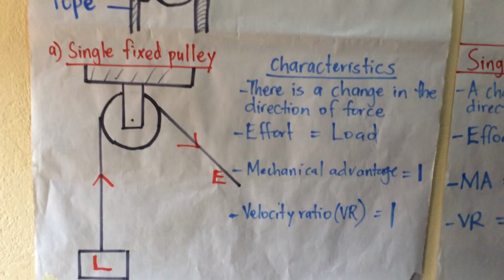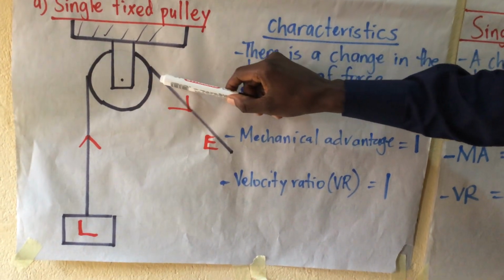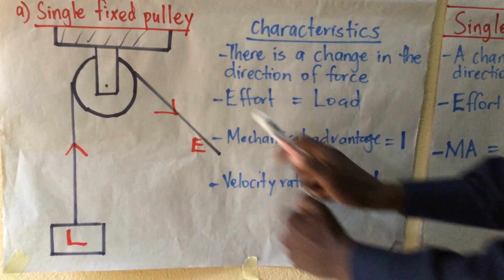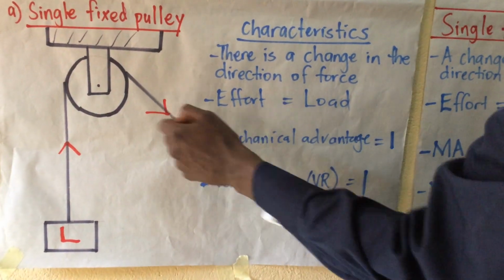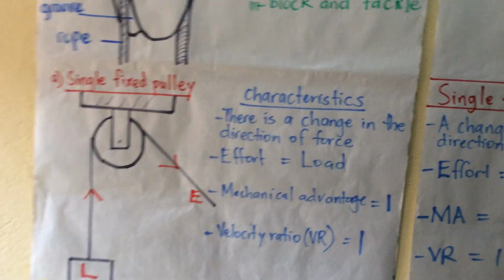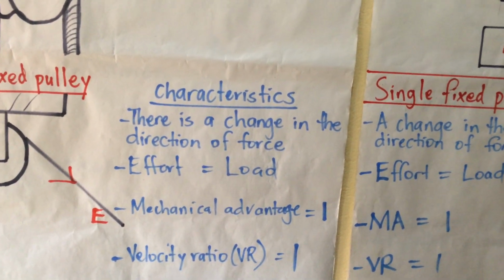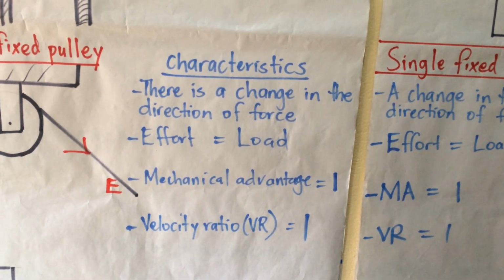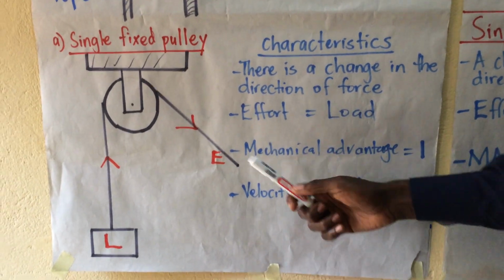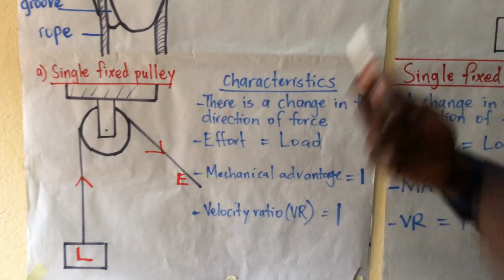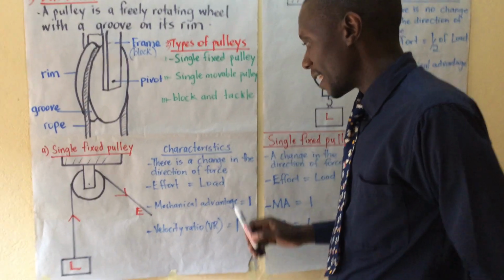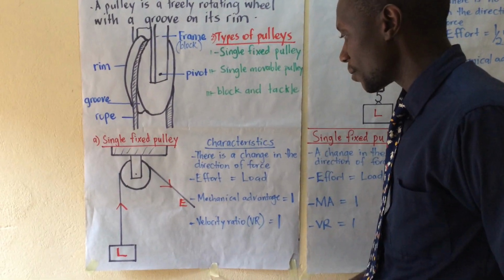This is the load. That rope goes through, of course, the rim, and then you're pulling towards this side. As the load moves up, you're pulling it down. So let's look at the characteristics. The first one is that there is a change in the direction of force. How come? The load is moving up and the effort is moving down, and it is more convenient to pull downwards as the load is moving up. So there is a change in the direction of force. That is an advantage, which makes it convenient to use.